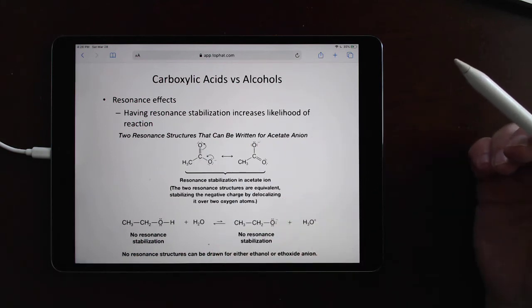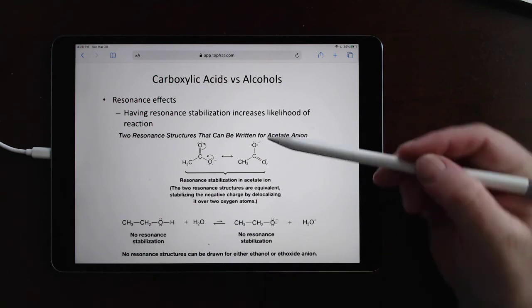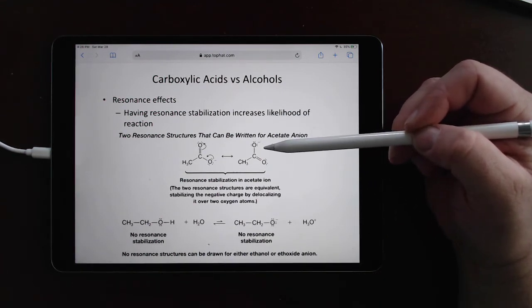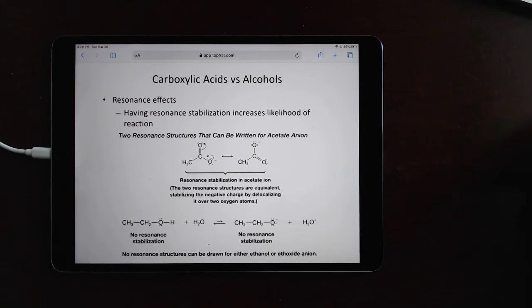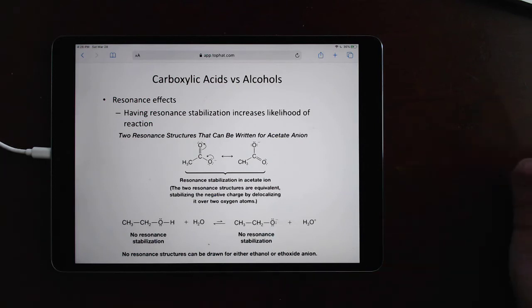And so it's like moving a 100-pound box, right? If 2 people are trying to move it, it's not too bad, 50 pounds apiece. But for ethanol, if you deprotonate this, then all of that negative charge is going to be borne by this particular oxygen, which again is like having a 100-pound box. If only one person is moving it, it's going to be incredibly heavy.